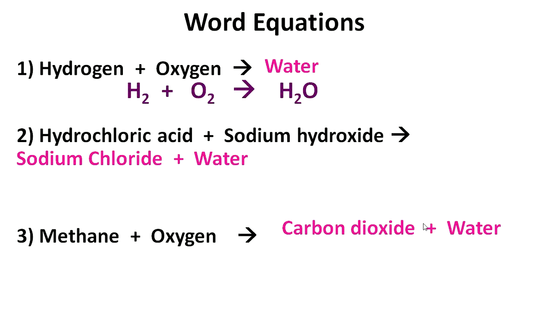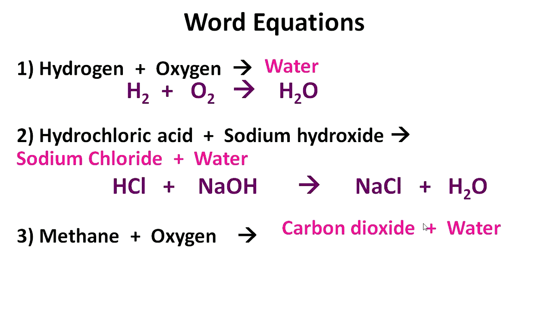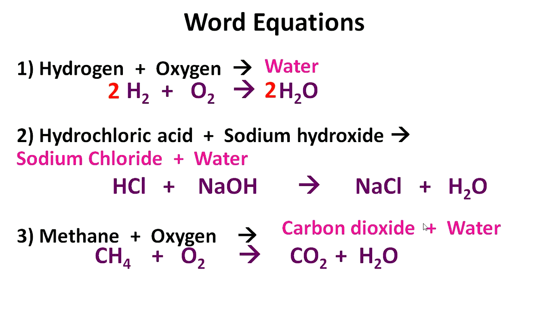Now let's do the symbol equation. Are they balanced? Okay, let's look at the first one. The first equation is not balanced, and now it is. The second equation is already balanced and does not need anything else. The third one needs balancing, and now it's balanced.